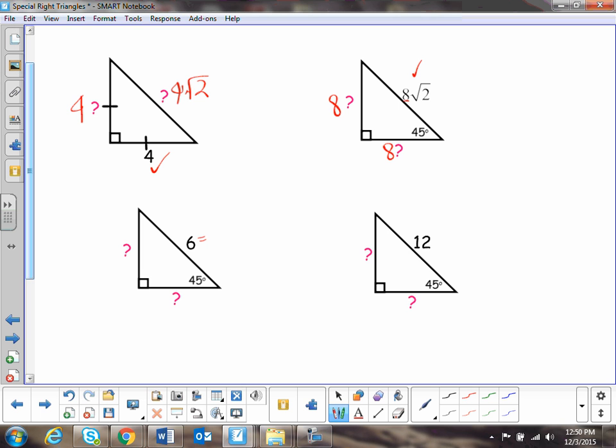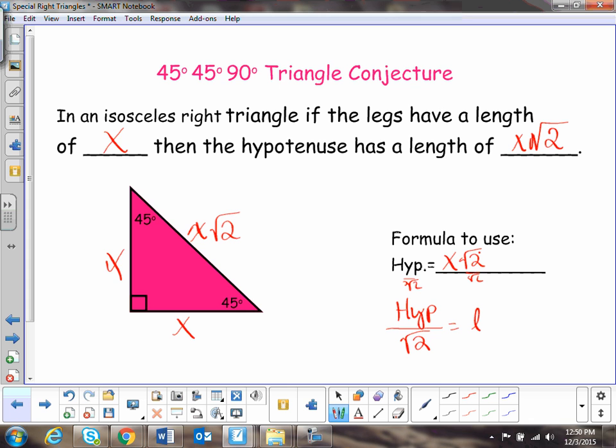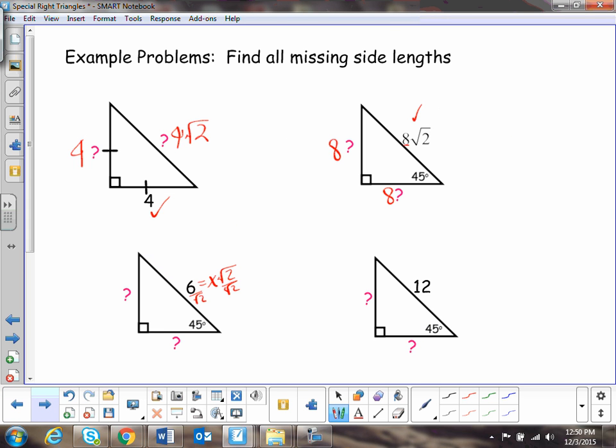This is supposed to look like x radical 2. We're given the hypotenuse, and we need to solve for the leg. So we're going to divide by radical 2, just like I said over here. See the hypotenuse? Divide by radical 2. So what is 6 divided by radical 2? Well, we got to figure that out by multiplying by radical 2 over radical 2. 6 radical 2 over 2, that reduces to 3. So 3 radical 2.